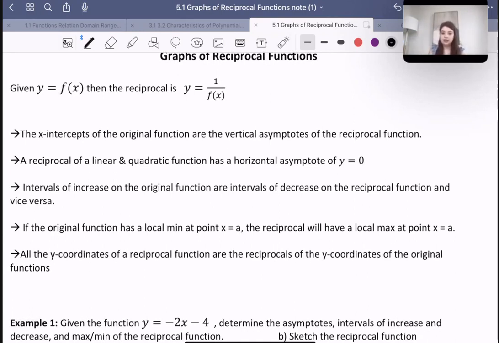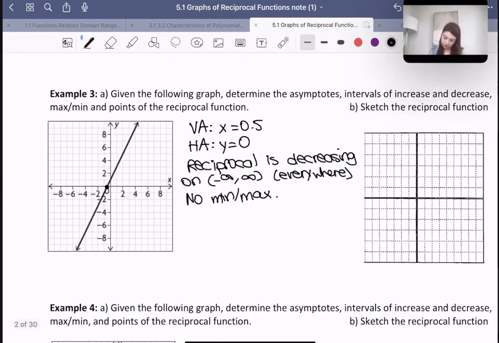Okay, so what does that mean? What are some points we have in our original that we can maybe flip to get what we need for our new function? Well, I see a point here at (0, 1).